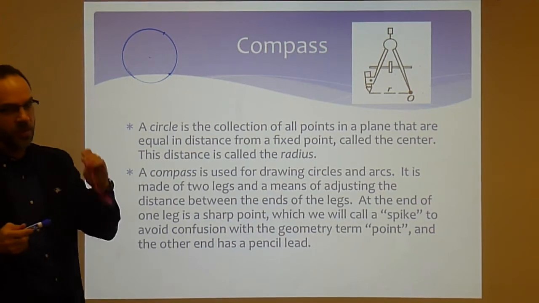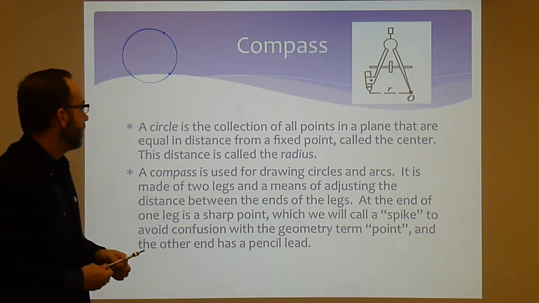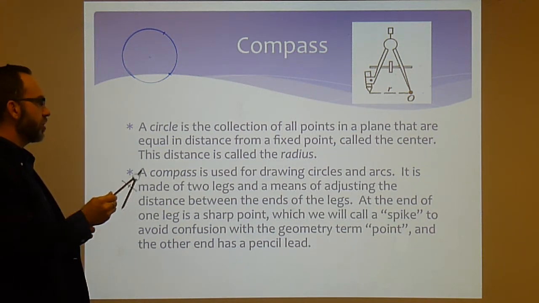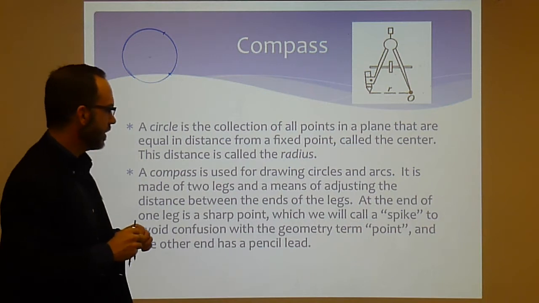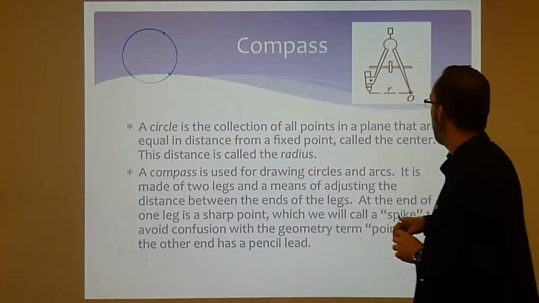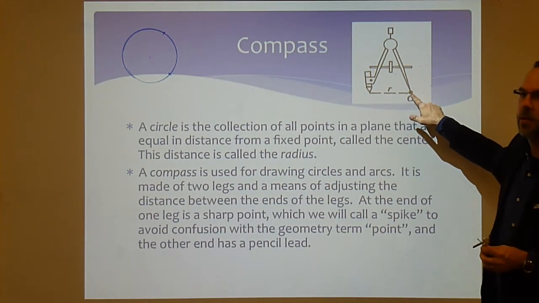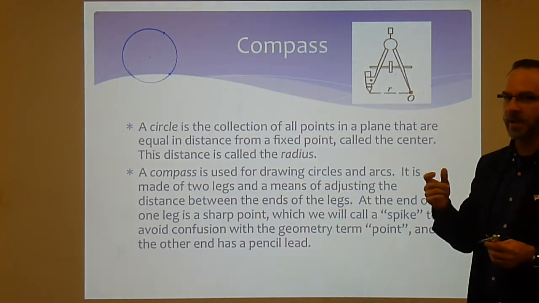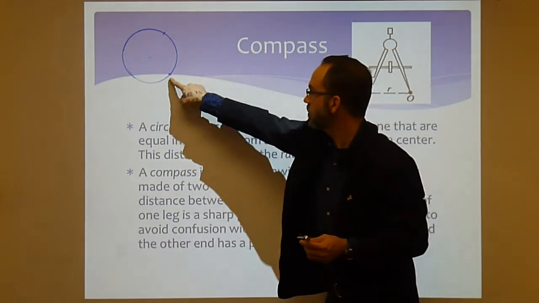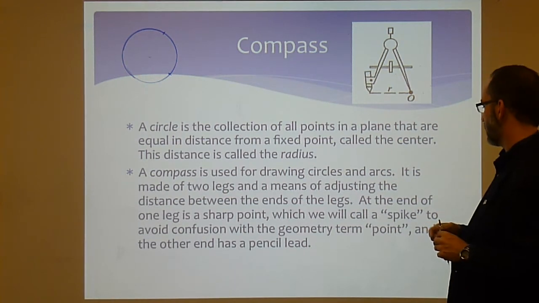Usually, though, you won't be using a piece of string. You can if you have to, but most of the time you're going to be using a compass. Okay, a compass is used for drawing circles and arcs. It's made of two legs and a means of adjusting the distance between the ends of the legs. At one end of the leg, you have a sharp little point, which we're going to call a spike, so that we don't confuse it with the geometric idea of a point meaning location, like a point on the circle here. We'll call the sharp little end the spike, and the other end will usually have a pencil lead.